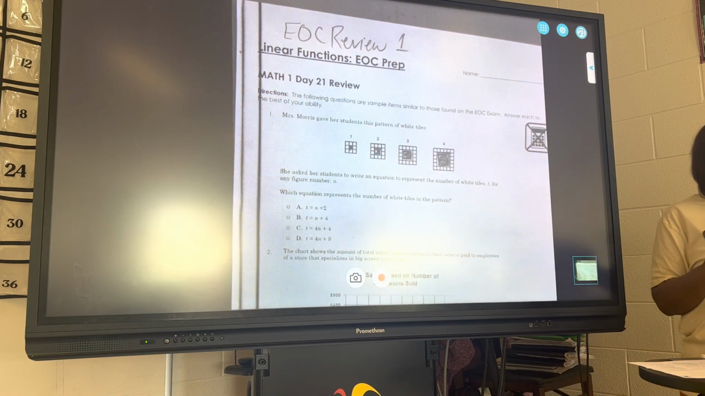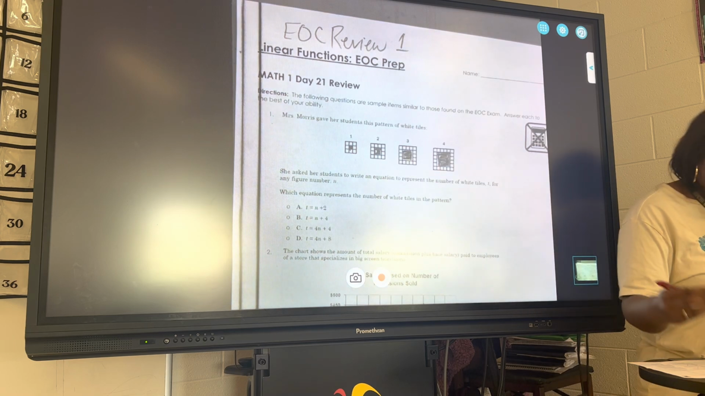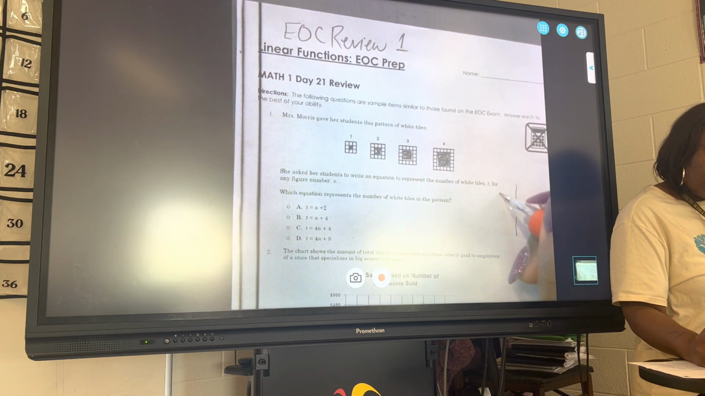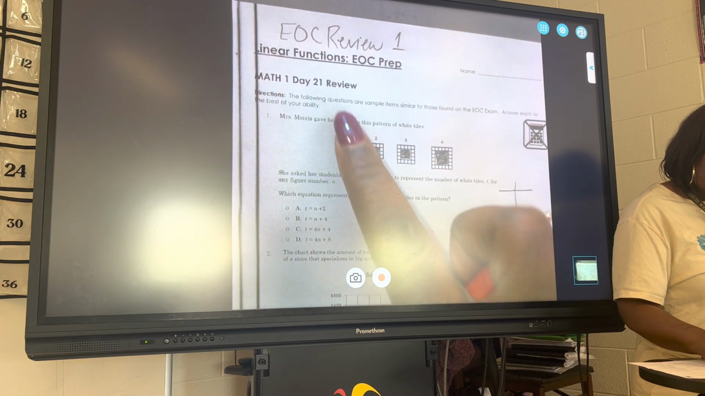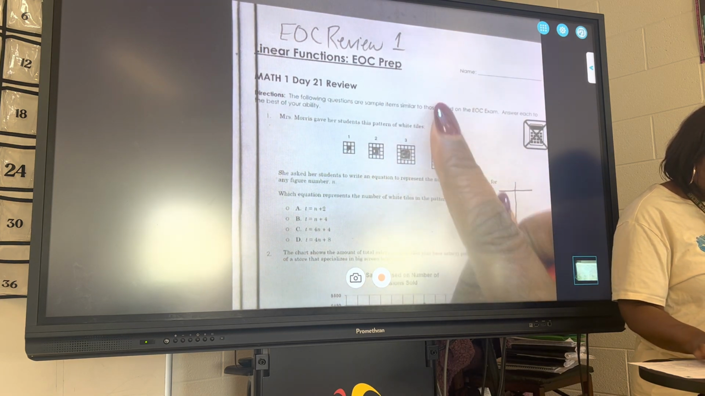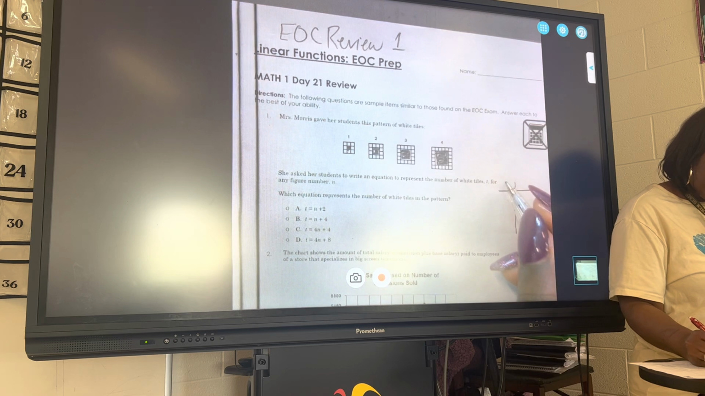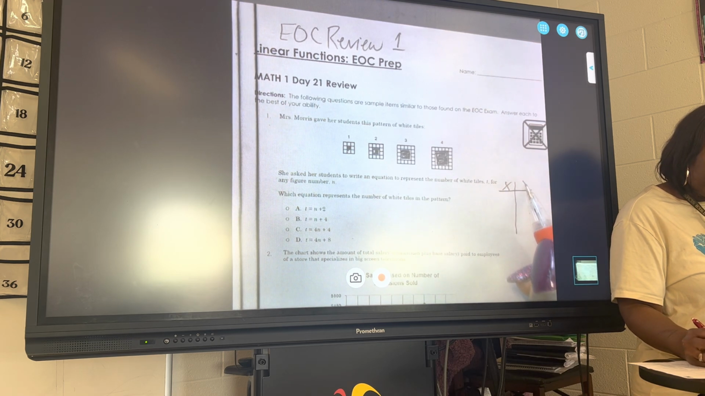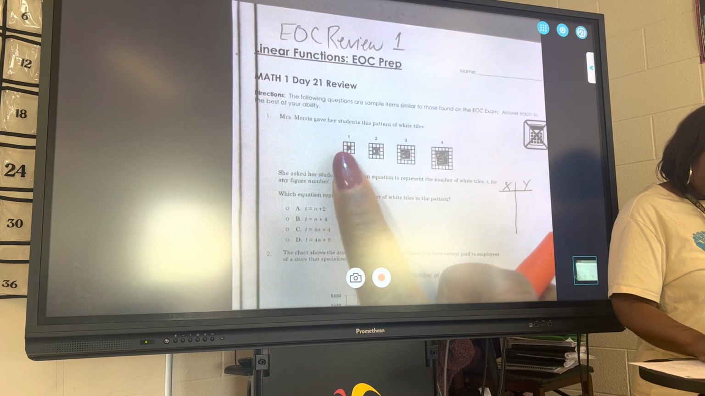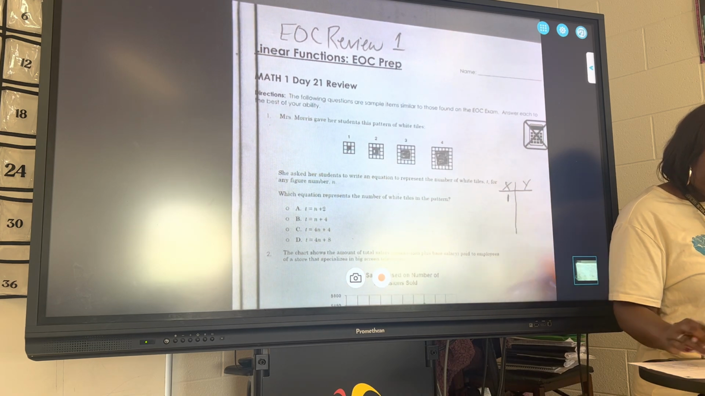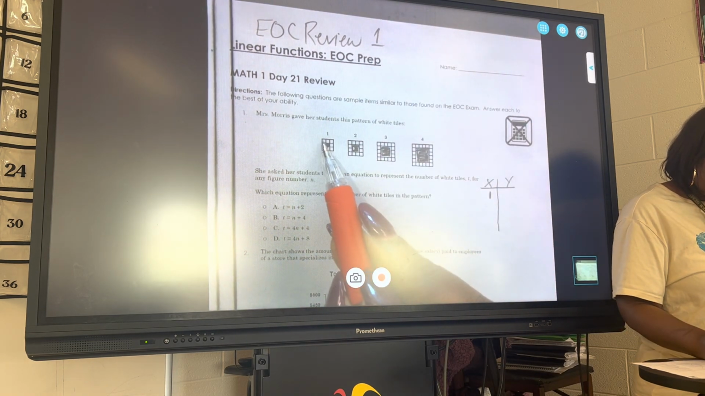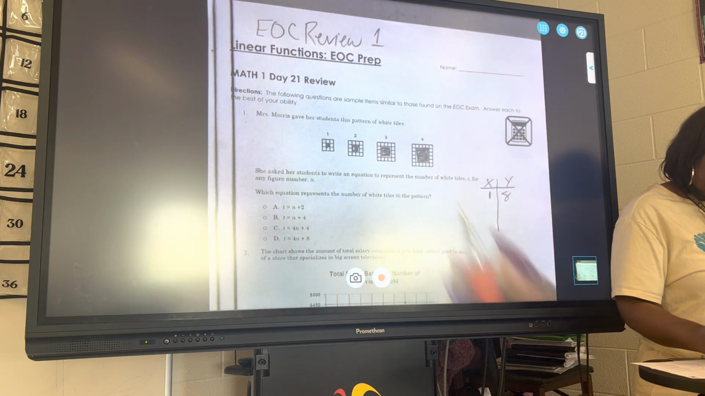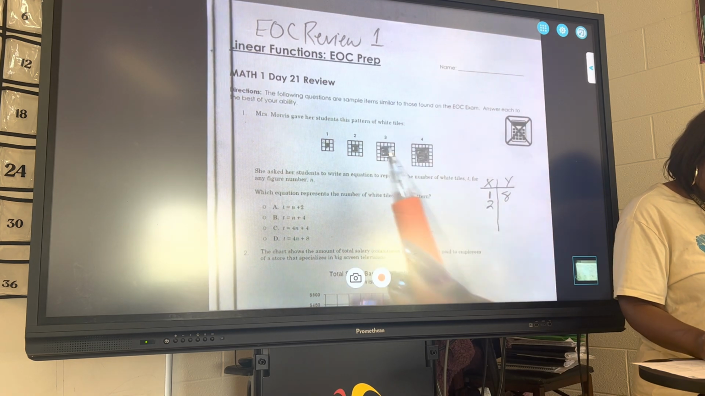All right, so now, we gotta figure out which equation represents the number of white towels in the pattern. Okay, so let's make a table for white towels, okay? So do you see how this is the first set, the second set, the third, and the fourth? Do you see that? So that's our X. And our Y is our output. So input, output, right? So the first, number 1, how many white towels are there? Okay, 1, 2, 3, 4, 5, 6, 7, 8. Good job. The second set, how many white towels are there?